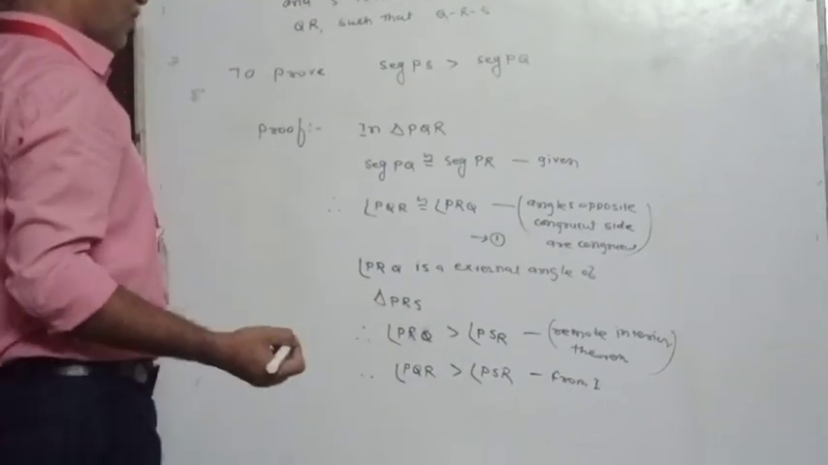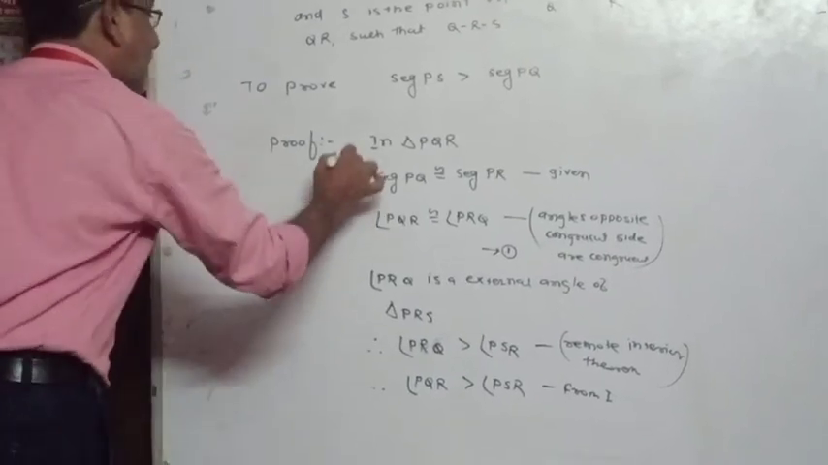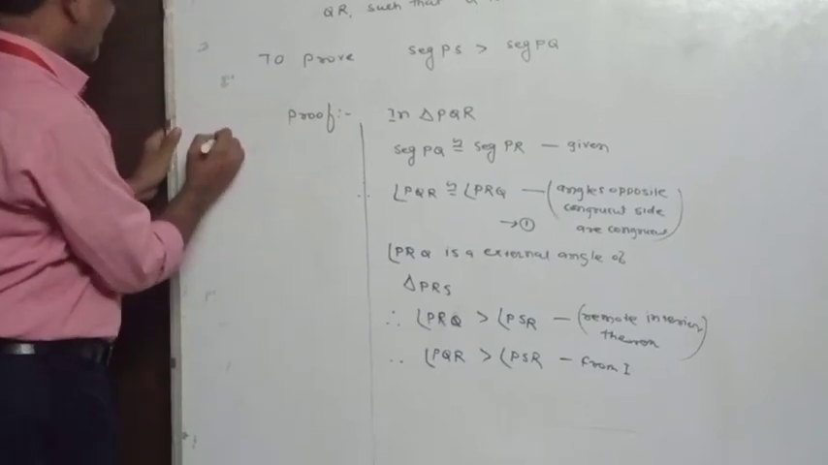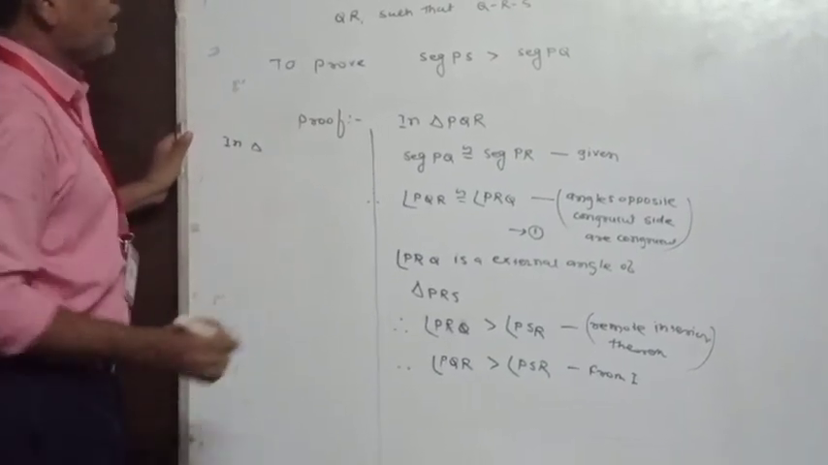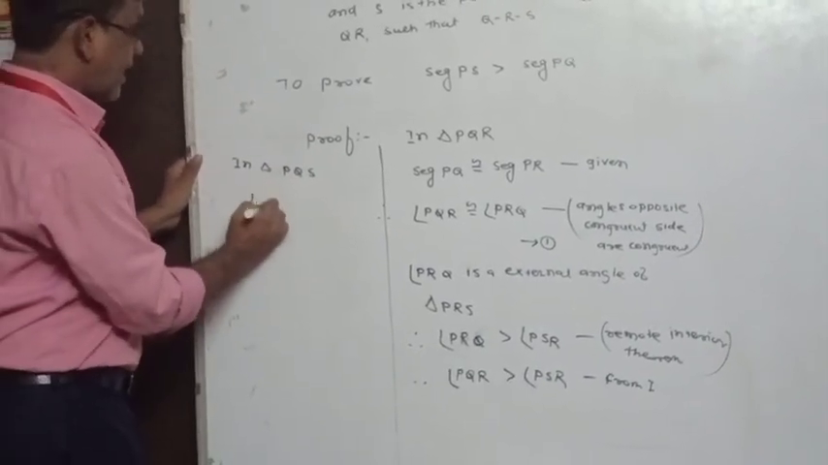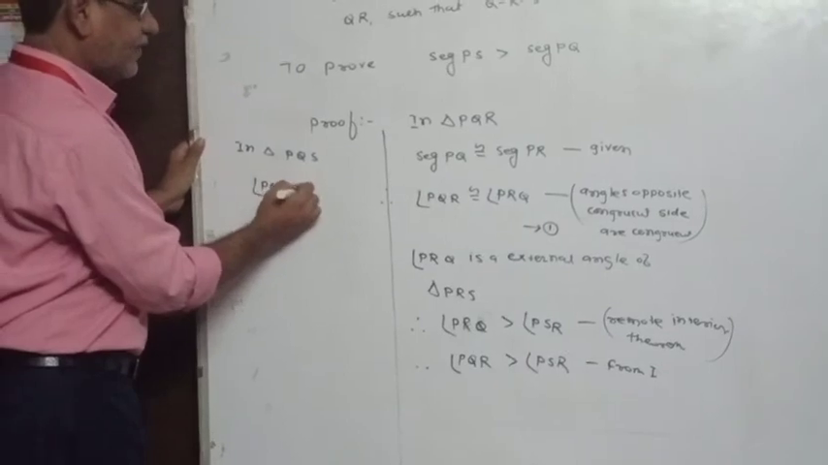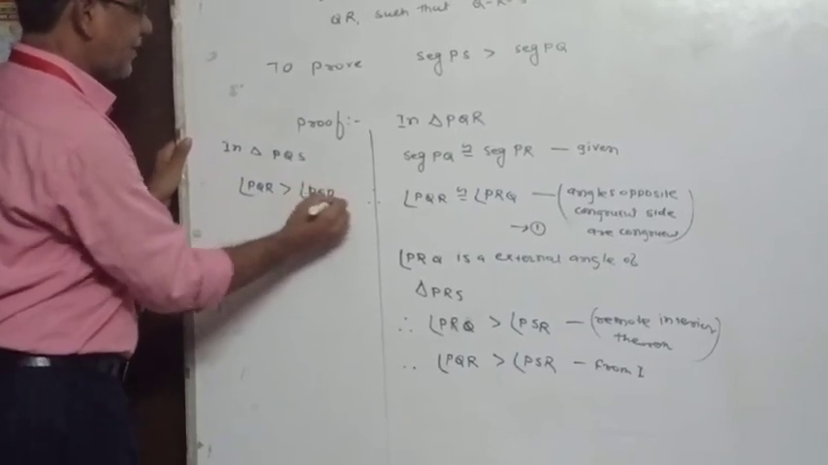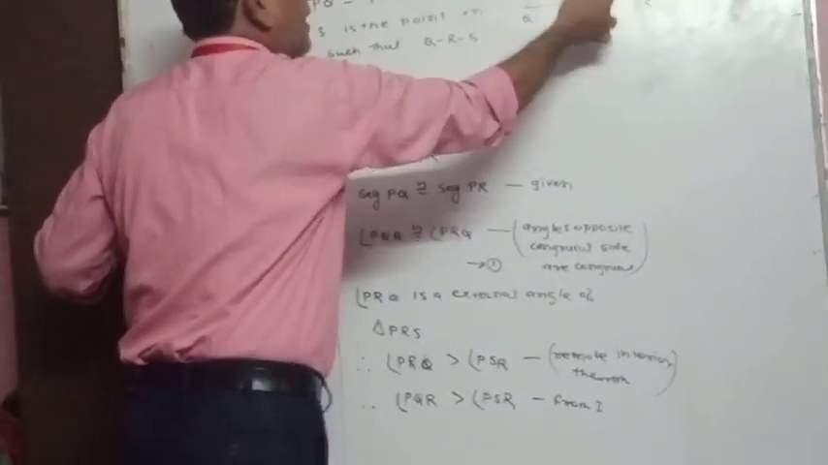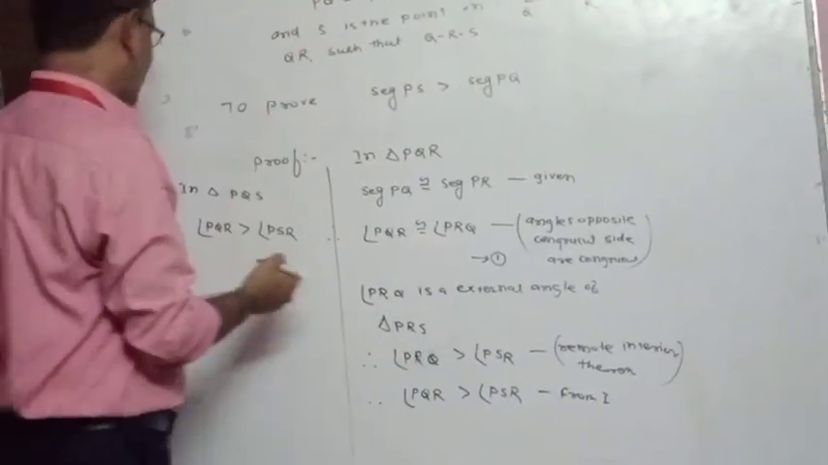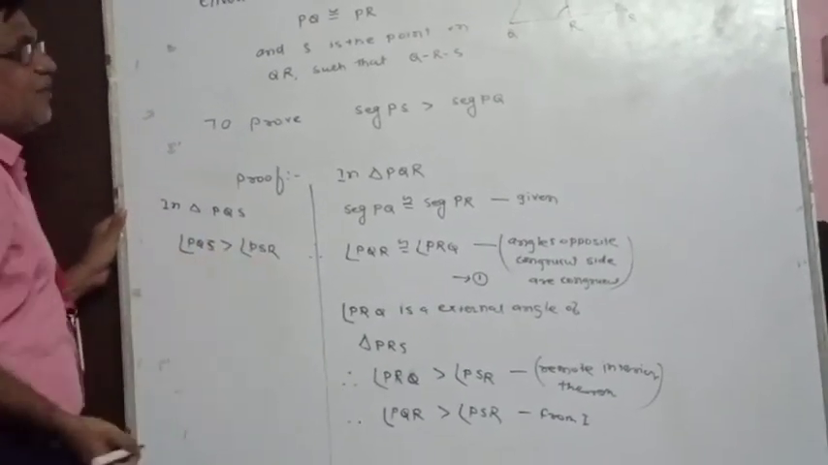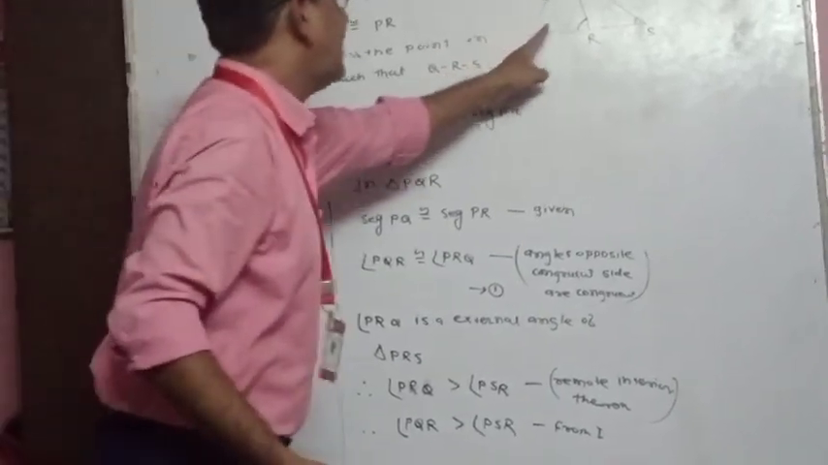Right? Therefore you can say that, see here now, in triangle PQS, what we know, angle PQR is greater than angle PSR. In this triangle PQS, PQR means PQS. Okay, it means angle PQS is greater than angle PSR, means this is the greater angle and this is the smaller angle.